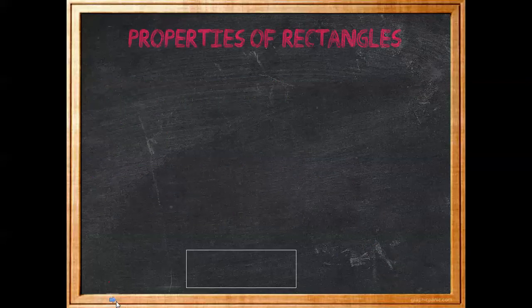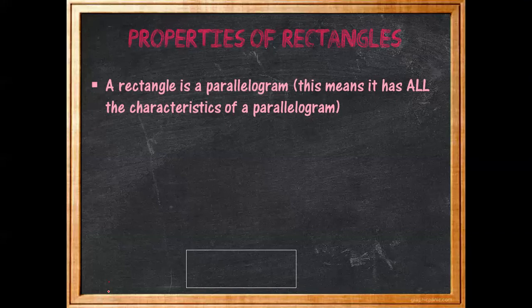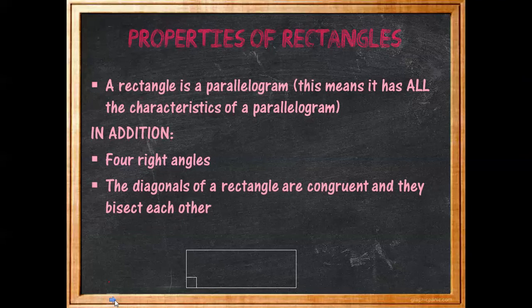Properties of a rectangle. It's a parallelogram, so just like the rhombus, it includes all the things about a parallelogram. But in addition, it has four right angles. The diagonals of a rectangle are congruent and they bisect each other. That means that this side equals this side equals this side equals this side, and they equal each other across. So this long diagonal equals this long diagonal, and this side also equals that side.